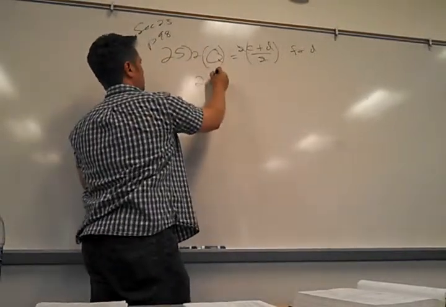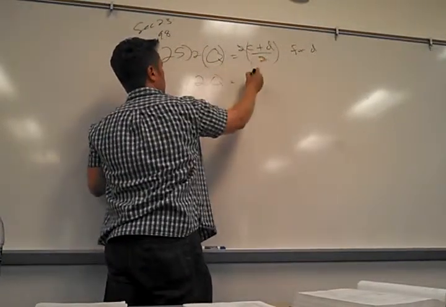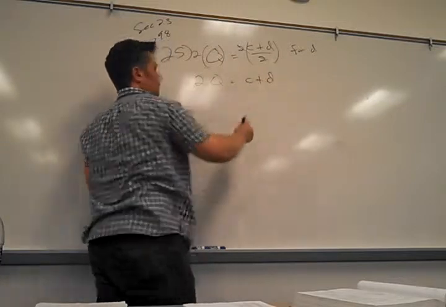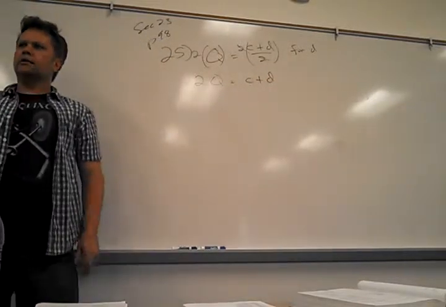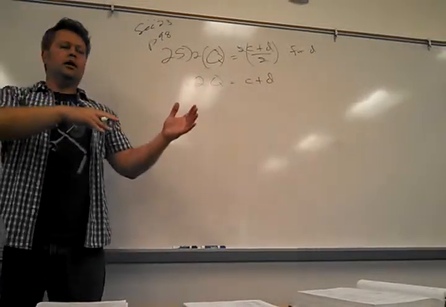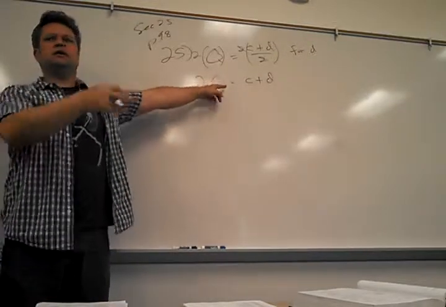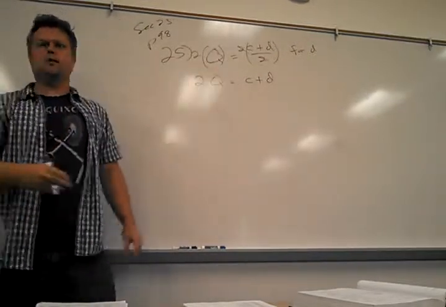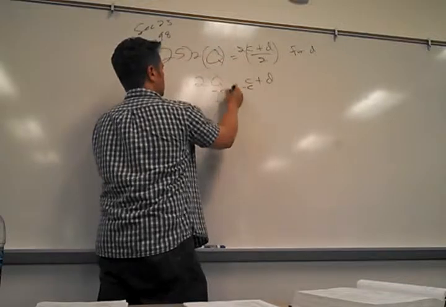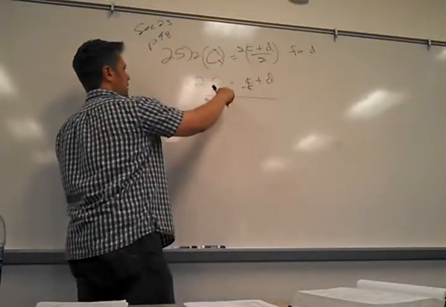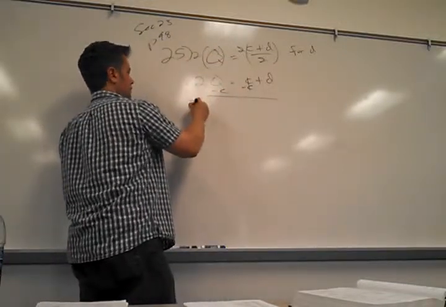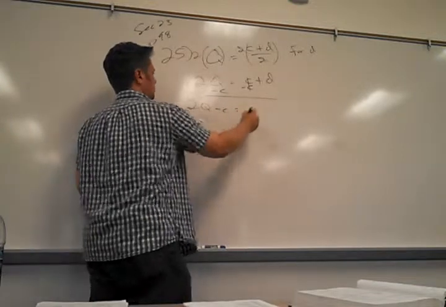So on this side I get 2Q. The 2's went away there, so I get just C plus D. And then how do I get D by itself? You just say to yourself, what do I want to get rid of? The C, it's adding right now, so I subtract it. It's positive, so I subtract it to make it go away. What is 2Q minus C? I love it, 2Q minus C.